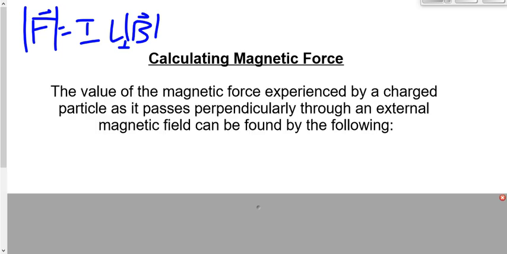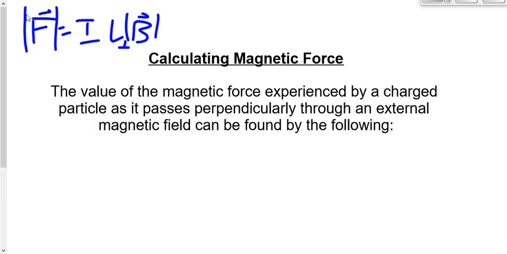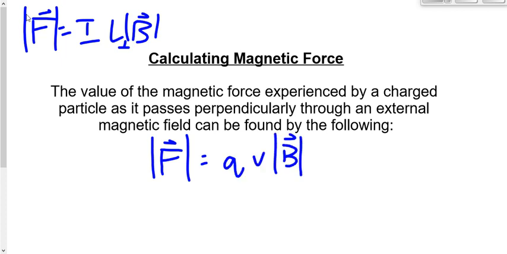We're going to calculate the force on the individual electrons by using this equation: F is equal to QVB. Now, this equation assumes that the particle is moving perpendicular to the field, just like the equation that we learned a couple of days ago assumes that the wire is perpendicular to the magnetic field.